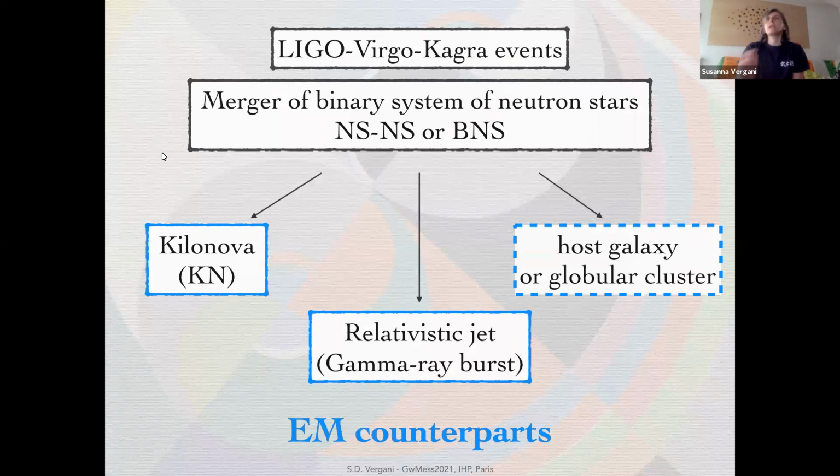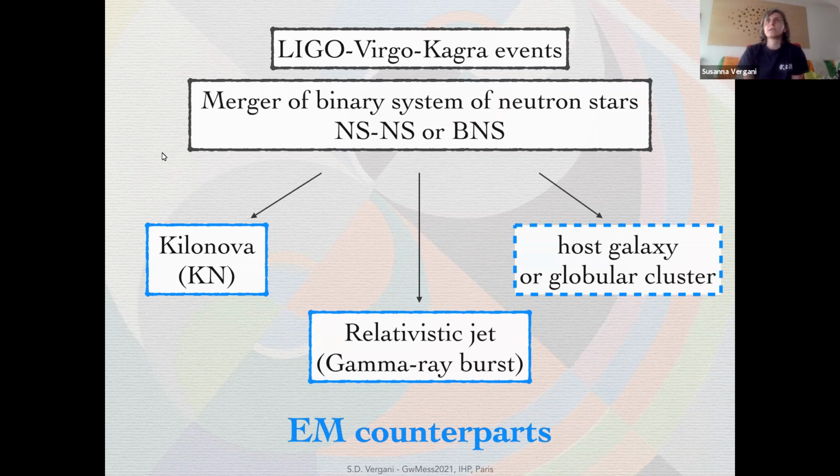So I will only focus on LIGO, Virgo, and KAGRA, the future KAGRA events, and only on the merger of neutron star binary systems that you will see noticed as BNS. I have no time to talk about the far future or about other gravitational wave events like those detected by LISA in the future or so on.